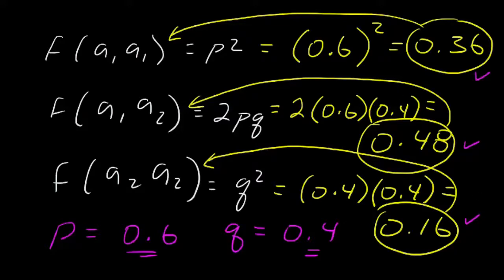A key point here is that when we're dealing with inbreeding and outbreeding, we're really interested in the amount of heterozygosity. So in this case, 48% is really key in understanding what we'd expect in a population that's in Hardy-Weinberg equilibrium with respect to genotypes. We expect 48% to be heterozygous A1A2.